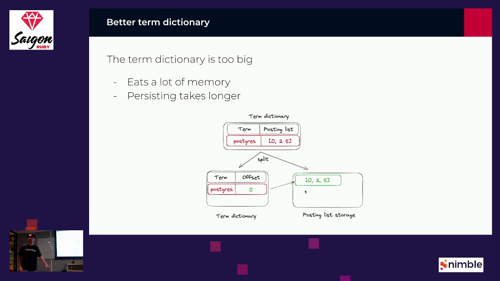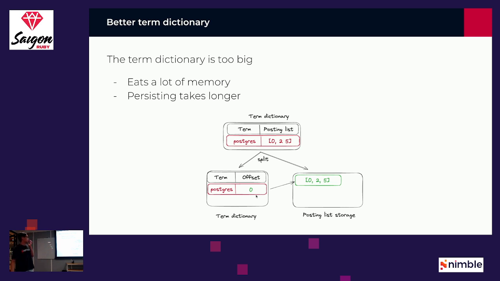So we're gonna store the posting list, which is the array, in a different file. We'll call it a posting list storage. And then in the term dictionary, instead of storing the whole list like before, again we're gonna use the same trick. We're gonna store the offset only. Again, the offset is like a pointer to a book that you can retrieve the content later.